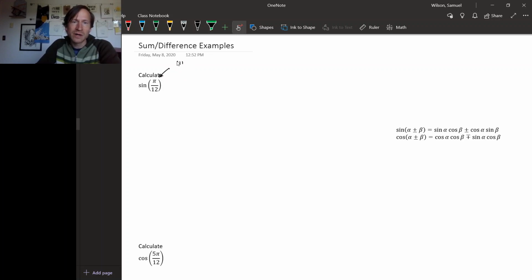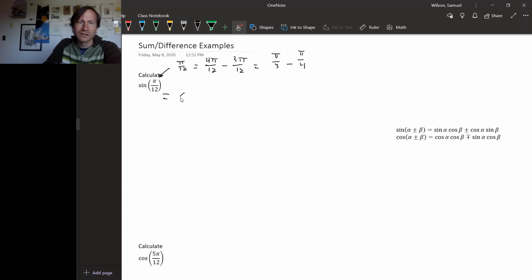So pi over 12, there are a couple ways that you could go about it, but it's 4 pi over 12 minus 3 pi over 12. But 4 pi over 12, if you simplify that fraction, that's pi over 3. And 3 pi over 12, that's pi over 4. So sine pi over 12 is sine of pi over 3 minus pi over 4. So now we're set up to use the difference formula for sine.